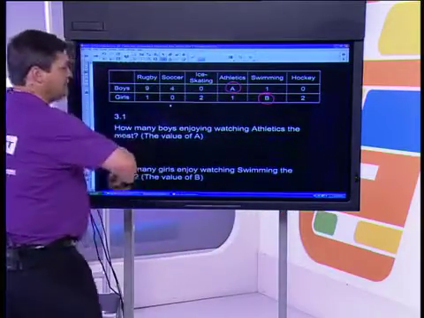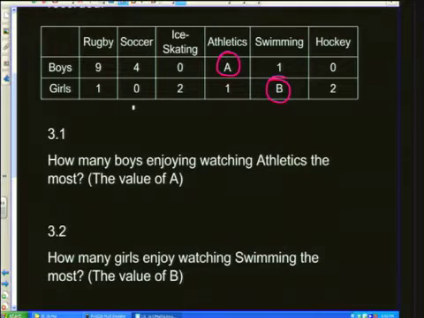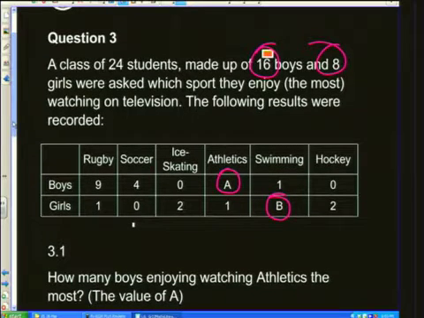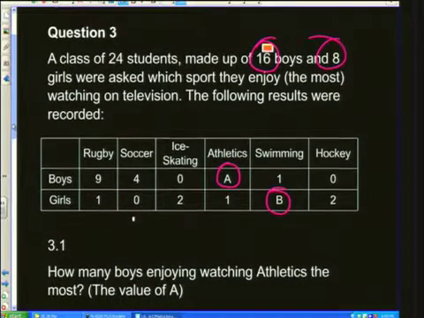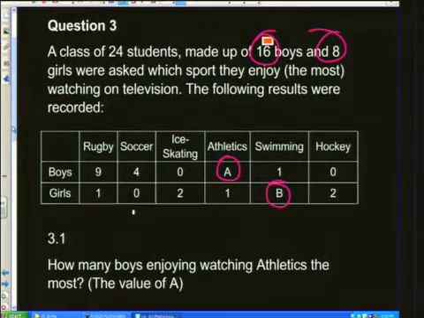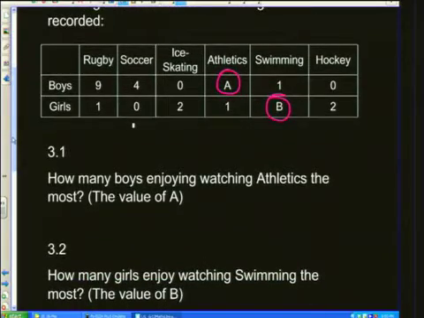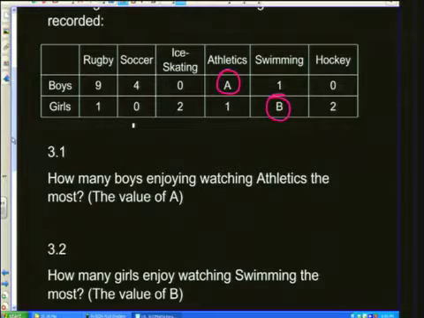How can we determine how many boys watch athletics, Wayne? Well, we could add all the sports up, and then the remaining amount would be divided into two. Actually no, we would work with the 16 and the 8 girls. Let's do that. So, Wayne, 9 plus 4 is 13, plus 1, 14. Okay? So how many guys watch athletics? Two, because there are 16 boys.